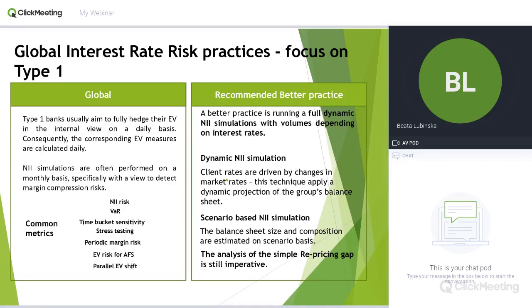The common metrics are NII volatility. NII volatility is the short-term metric. It can be static or dynamic. For the static one, which is very extensively described in the Basel Committee on Banking Supervision document, you have the calculation algorithm in the appendix.